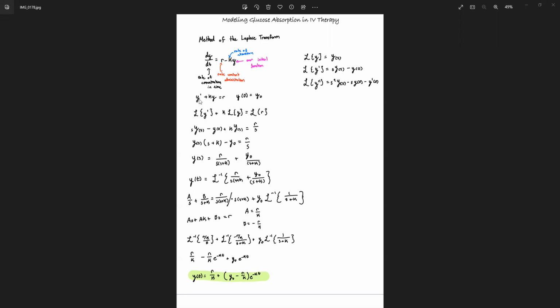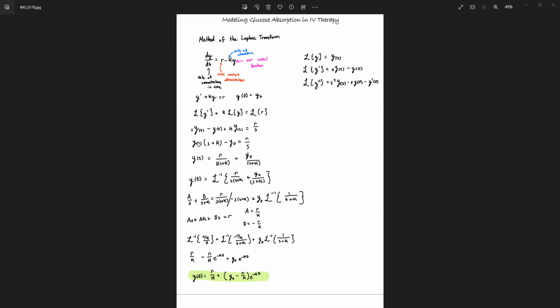In this specific differential equation, we must take the Laplace of both sides. Once we take the Laplace of both sides of the equation, it leaves us with the Laplace transform of y prime plus k times the Laplace transform of y equals the Laplace of r. We know what the Laplace transform of y prime is, and we know what the Laplace transform of y is from what we have established earlier.